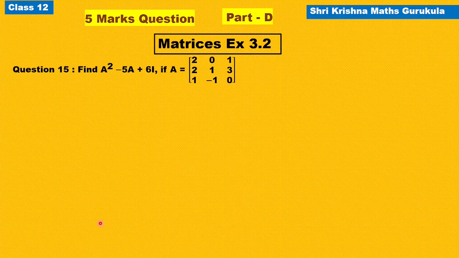So if you go to playlist and look for 5-marker questions, you can easily find that video in the folder related to Matrices chapter. Let's check question number 15. Find A square minus 5A plus 6I if matrix A is equal to this. They have given us a 3 cross 3 matrix and we have to find A square minus 5A plus 6I.